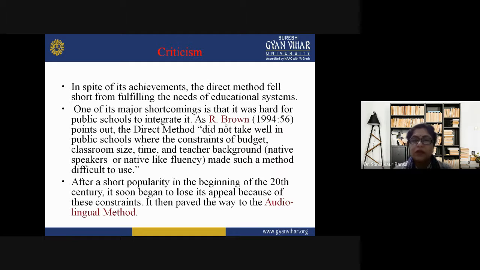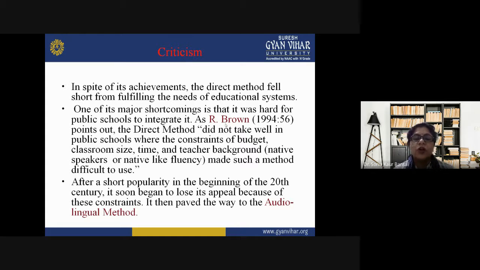So all the students are not of the same nature, and some students just skip learning the English language. They escape from it because they do not understand, or they have not trained their ears to this language. So, as R. Brown in 1956 points out, the direct method did not take well in public schools, where constraints of budget, classroom size, limits, and teacher background, native speakers, or native-like fluency made such a method difficult to use. So it was really hard by that time.